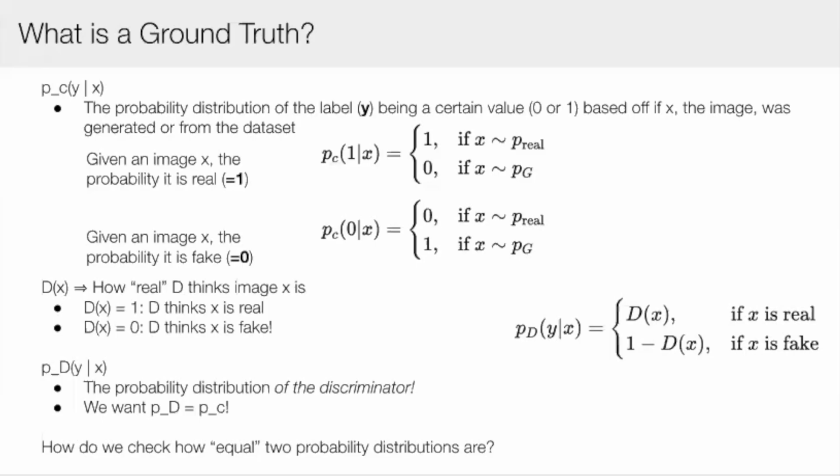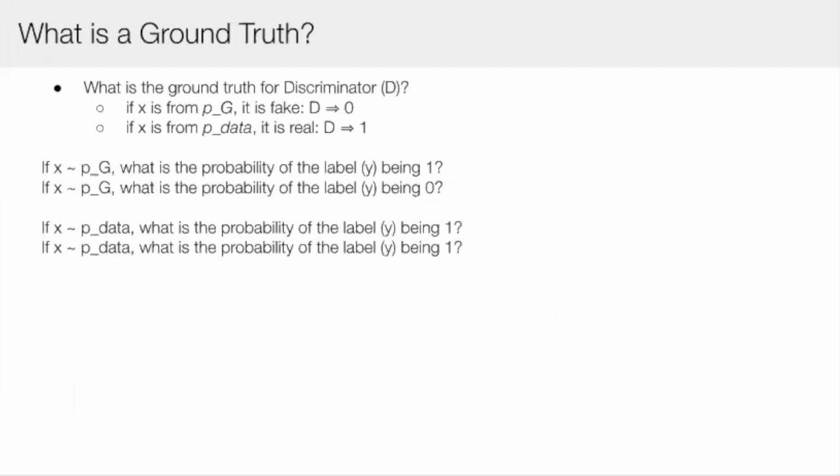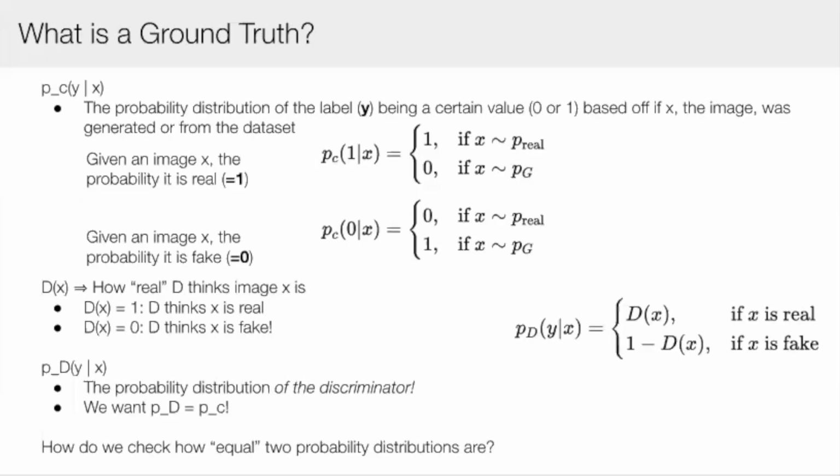Something between zero and one, right? So if the image is real, we just take D of x. If the image is fake, it's 1 minus D of x, right? Does that make sense? Again, these are the same ideas from here. We're just formalizing this into actual probabilities.